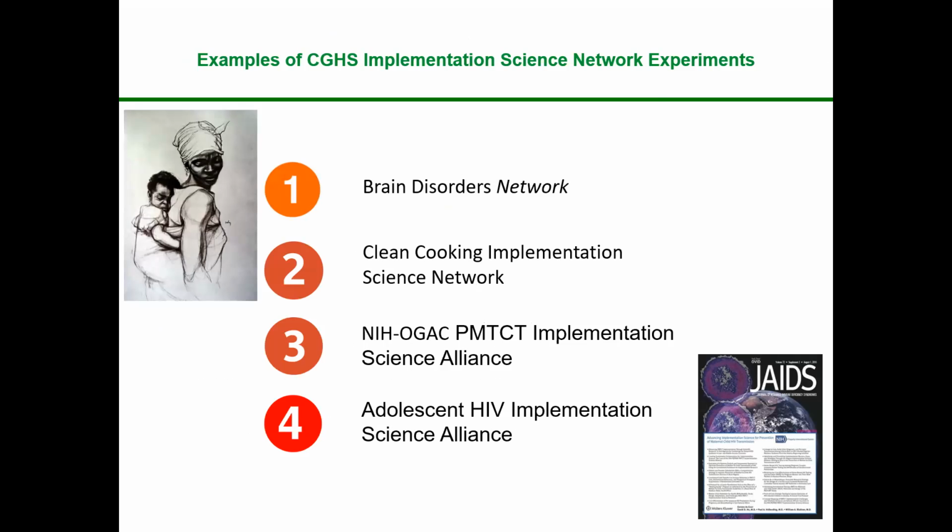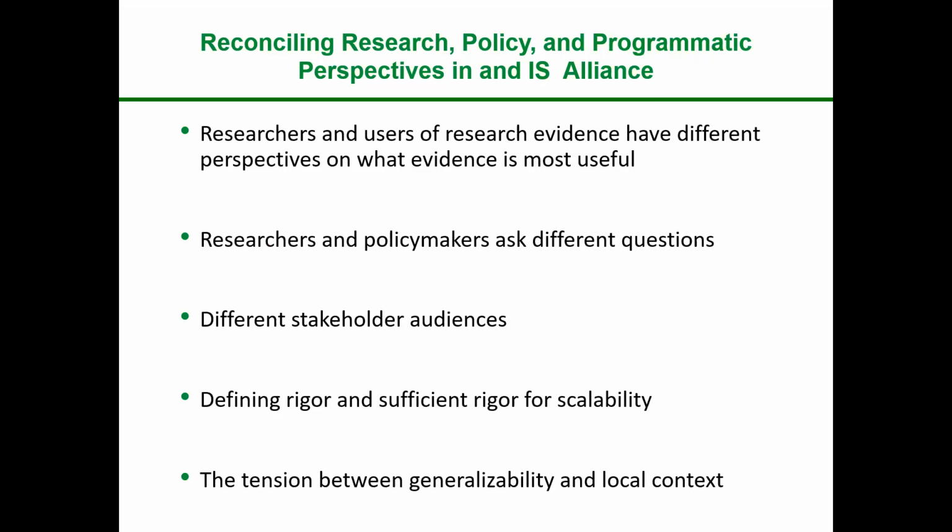So we've done this type of model across a range of disease areas, from brain disorders to the adoption and uptake of clean cooking, to the prevention and treatment of mother-to-child transmission of HIV, and then finally to thinking about adolescent HIV prevention and treatment.